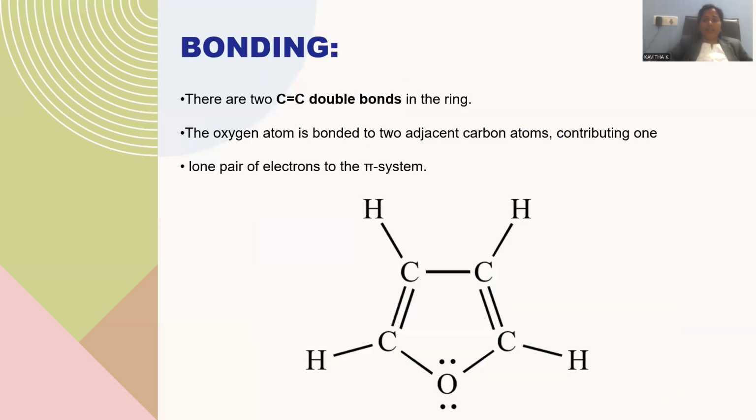Let's see how the bonding related to the furan molecule is manifested here. Carbons are indicated with double bonds, so 2 carbon double bonds are located within the furan molecule. The oxygen atom is adjacent to the 2 carbons. This is the numbering within the molecule: 1, 2, 3, 4, 5. The oxygen present here has 2 lone pairs of electrons, and one of the lone pairs is part of the 6 pi electron system contributed by the carbon atoms and the oxygen as well.